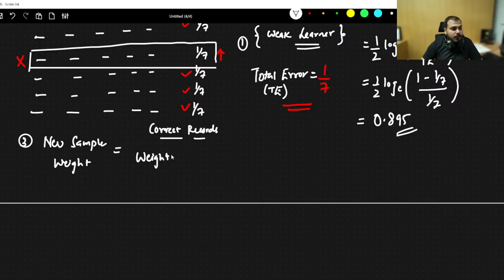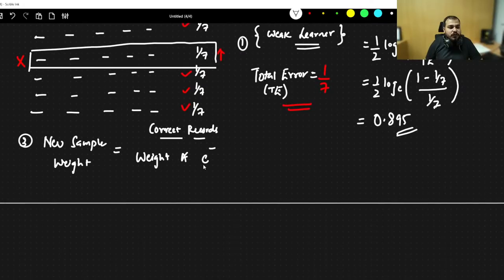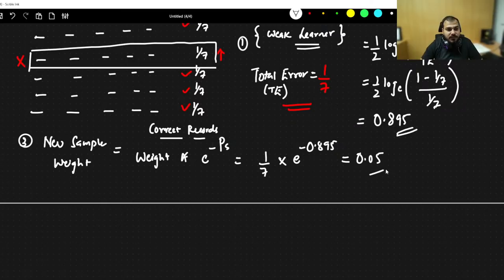Weight multiplied by e to the power of minus this specific performance. So, e to the power of minus PS, I'll write performance of stump. And then I will be able to write 1 by 7 multiplied by e to the power of minus 0.895. If I do the calculation, the answer will be 0.05. Now, this is for correct records.